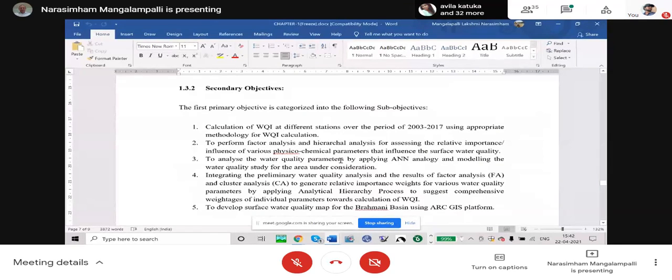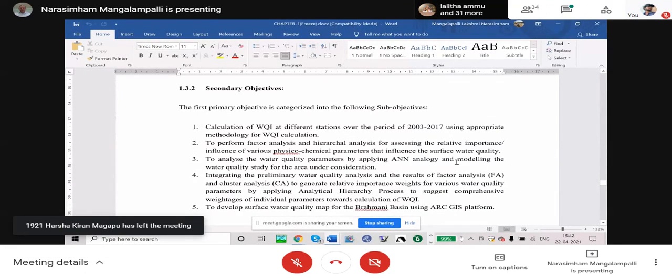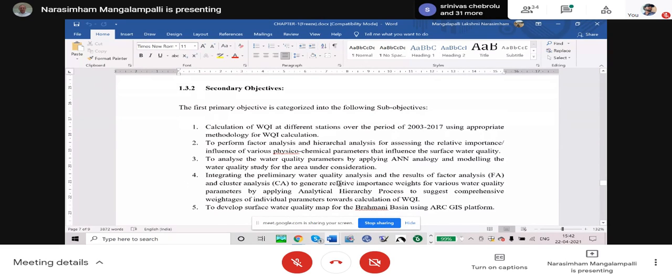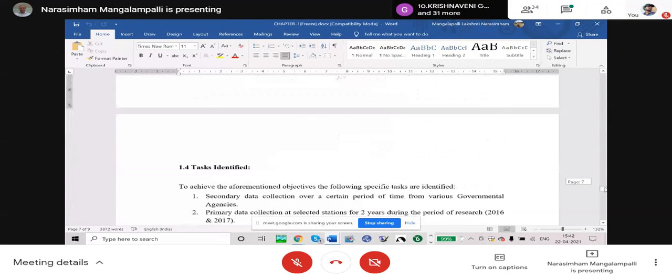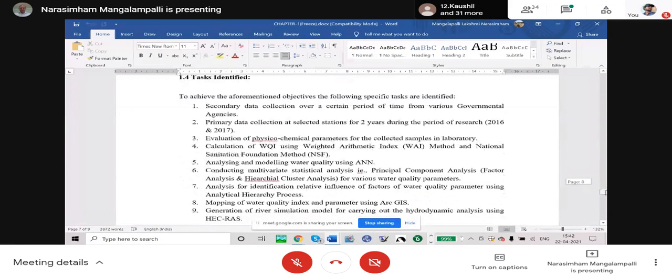To analyze the water quality parameters by applying artificial neural network, this is another objective. Integrating the preliminary water quality analysis and the results of factor analysis and cluster analysis, this is another objective. Then to develop surface water quality maps, this is another objective. So the primary objective is subdivided into those 5 sub-objectives or secondary objectives.